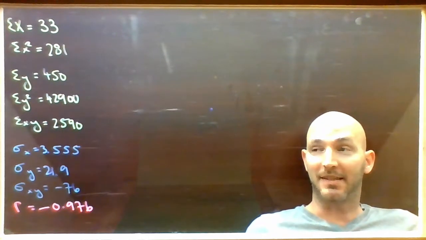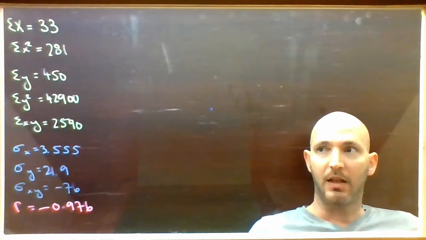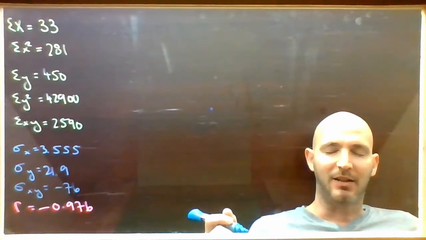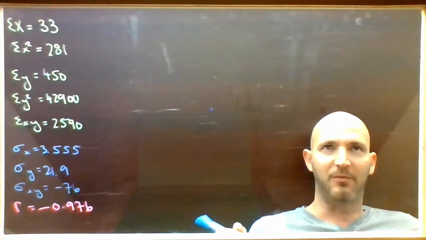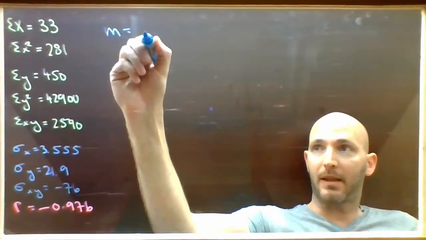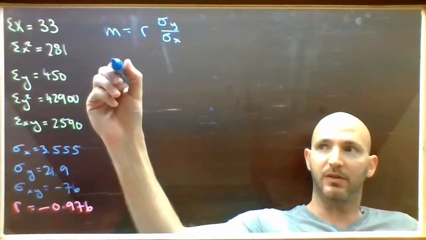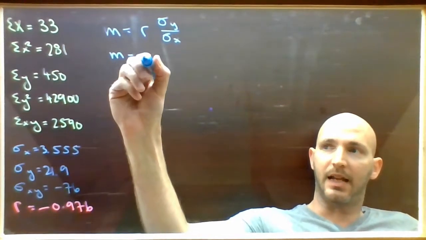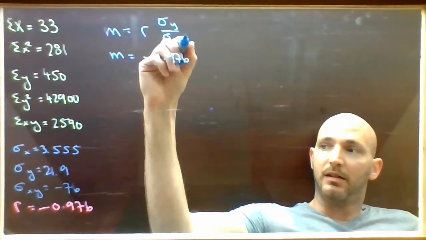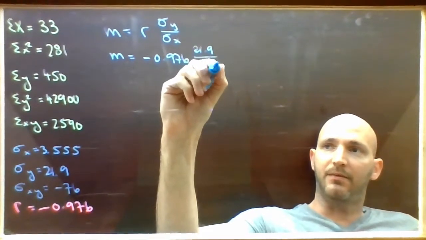So now that all that's done, we have all our summations and our standard deviations and our covariance and our correlation coefficient. We can go back to calculating the slope of the line of best fit. So the slope would be the correlation coefficient multiplied by the ratio between the standard deviations. So I have a negative 0.976 times 21.9 divided by 3.555.